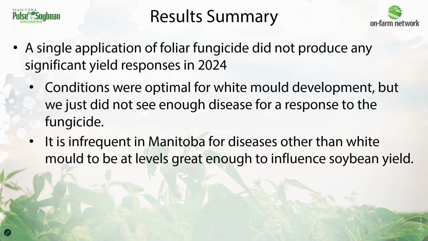So in summary, a single application of fungicide did not produce an increase in yield compared to untreated in 2024. Due to the heavy rainfall in May and June, there was enough soil moisture and humidity for the potential to cause high disease pressure at flowering time, but on the fields we tested, the disease pressure, and white mold specifically, was not present, and as a result, we did not see a response to the fungicides. Once again, it is infrequent in Manitoba for diseases other than white mold to be at levels great enough to influence soybean yield.